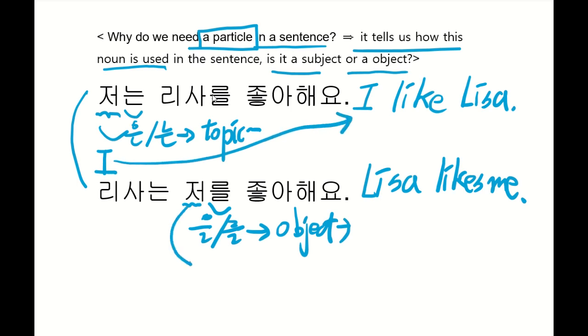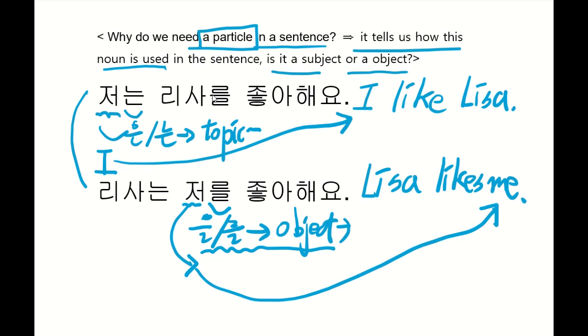But the same 저 has an object particle right after the noun, so it works as an object in the sentence. So do you get that? When I say it tells us how this noun is actually used in the sentence. Is it a subject, like I, or is it an object, like me? Okay.